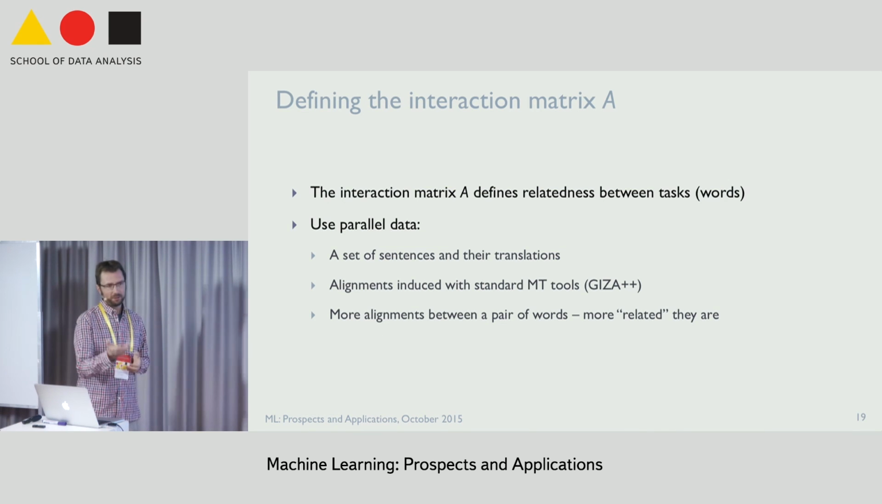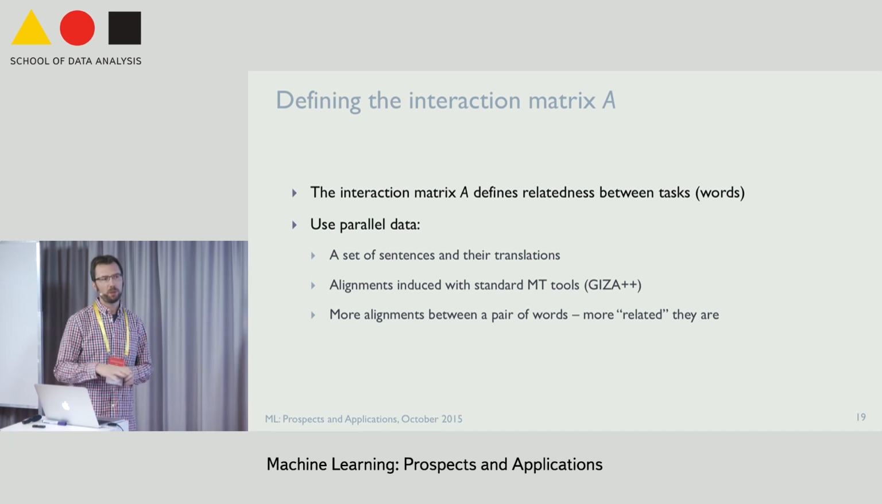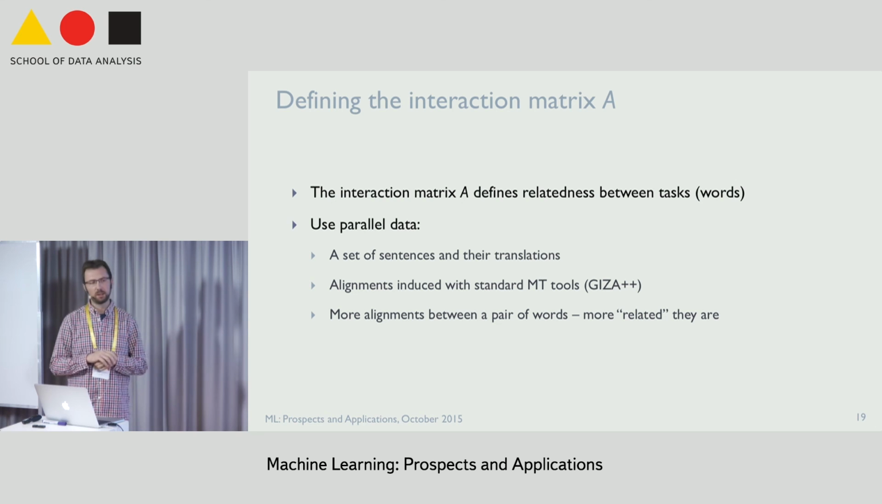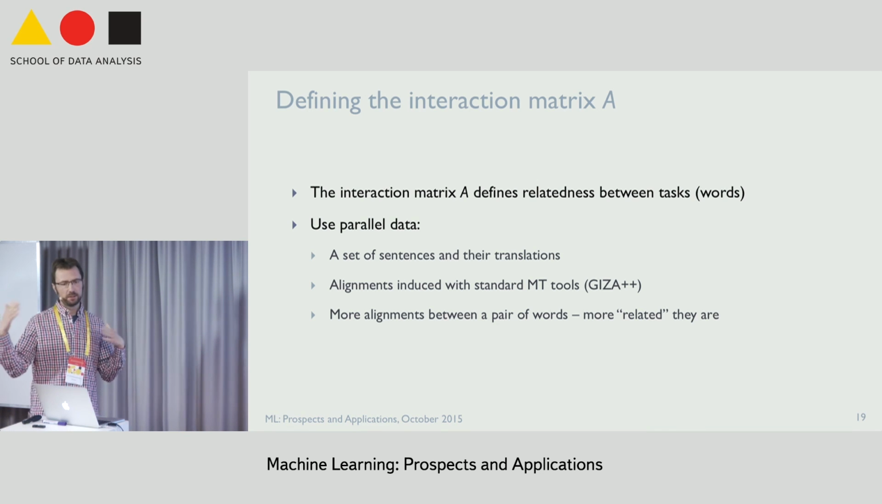Okay, so that's exactly the answer here. So the idea is there are more details in the paper. I'm really just glancing over this, and there are more elegant ways to define A. But basically, as I mentioned, A is the interaction matrix and defines relatedness between tasks, which are words in the two languages.